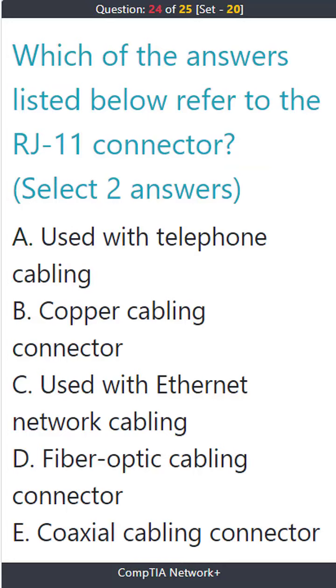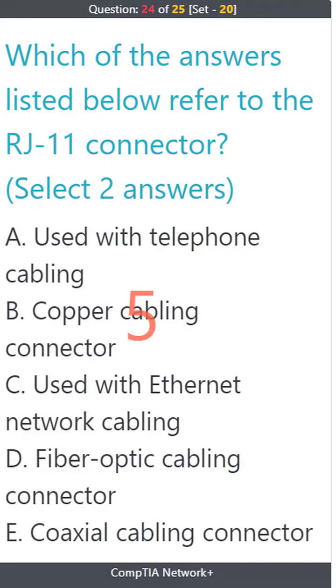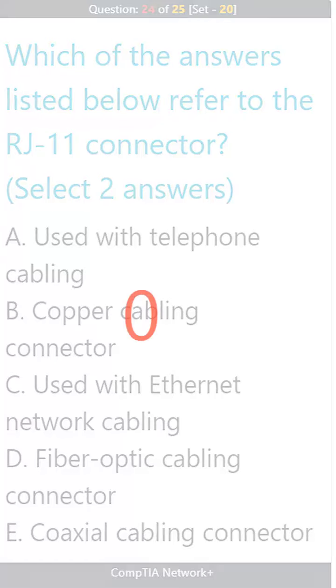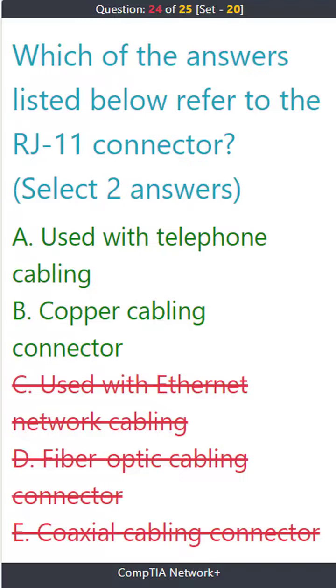Question 24. Which of the answers listed below refer to the RJ11 connector? Select two answers. A. Used with telephone cabling. B. Copper cabling connector. C. Used with Ethernet network cabling. D. Fiber-optic cabling connector. E. Coaxial cabling connector. The correct answers are A. Used with telephone cabling. B. Copper cabling connector.